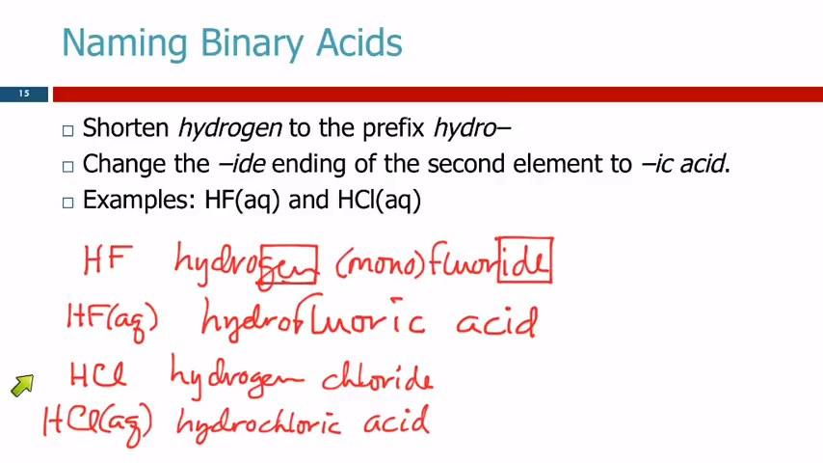Any questions? And again, this is another place where I'm not going to try to trick you. There are places that I'll try to trick you, but I'll tell you about them. I'm not going to try to trick you about whether you name it as an acid or a binary molecular compound. The important thing is that you know how to do both. Try to remember that if it's aqueous, if it's dissolved in water, name it as an acid. Okay, any questions?